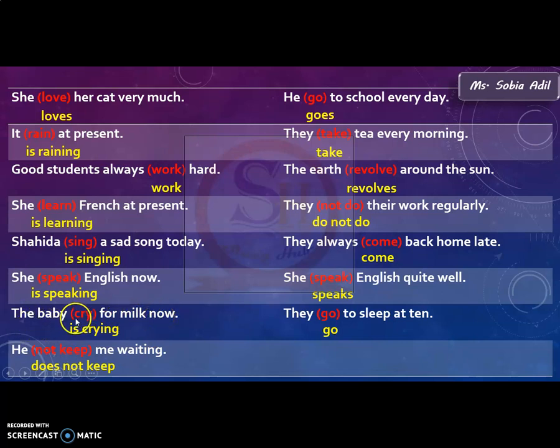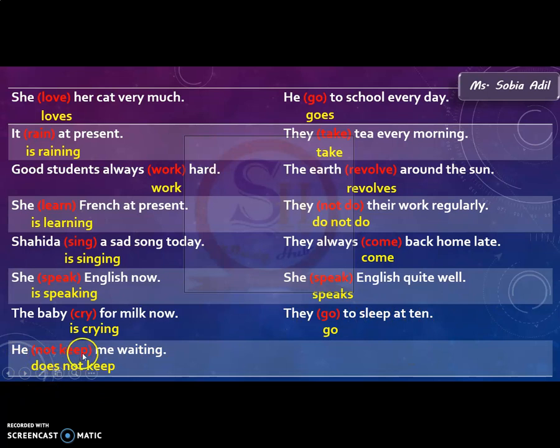So you need to cut this one and write here, is crying. The baby is crying for milk now. They go to sleep at 10. It will remain the same because this one is telling you about the daily activity. So you don't need to change this one. They go to sleep at 10. This will remain the same.